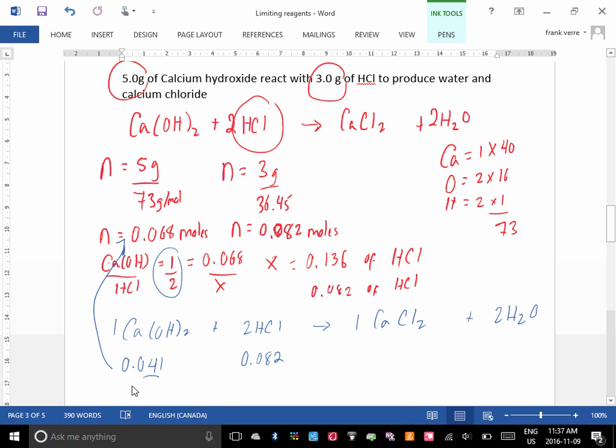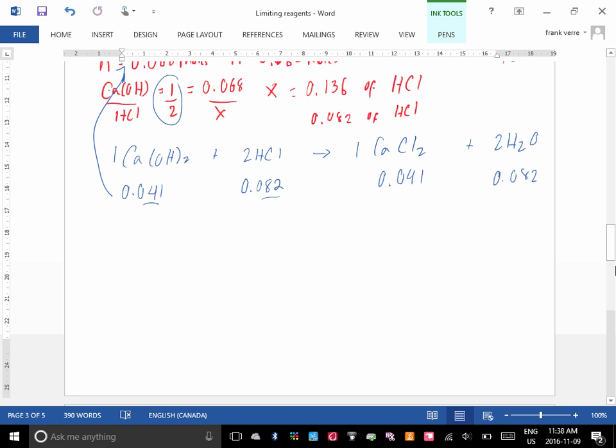So if I use up 0.041, I should get 0.041 moles of calcium chloride. The ratio of HCl to H2O is 2 to 2, so it's the same. So if I use up 0.082 moles of HCl, I should get 0.082 moles of water. What do you think? Does it make sense so far?